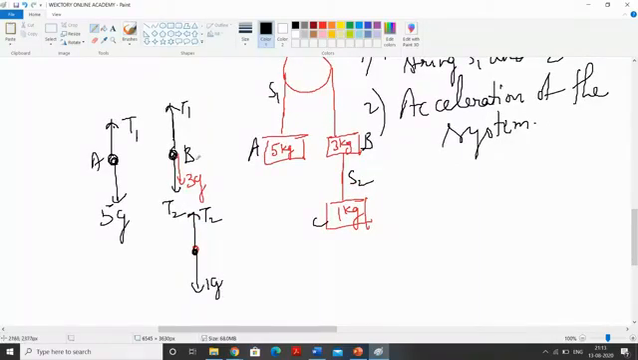Okay. So we have written the equation of A, B, and C. Now we have drawn the free body diagram. Let's write out the equations now.